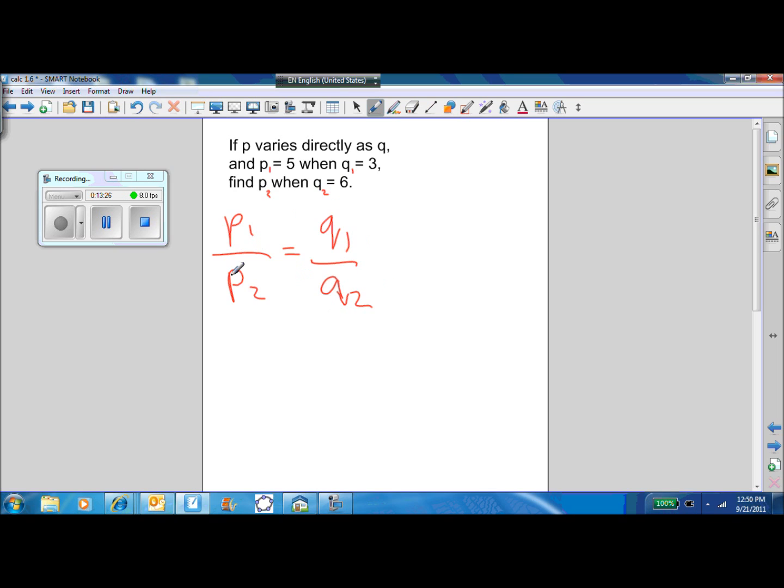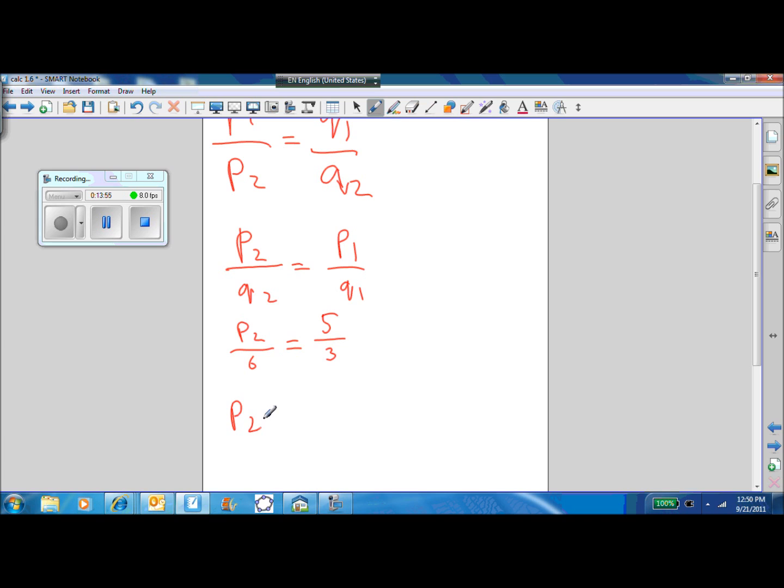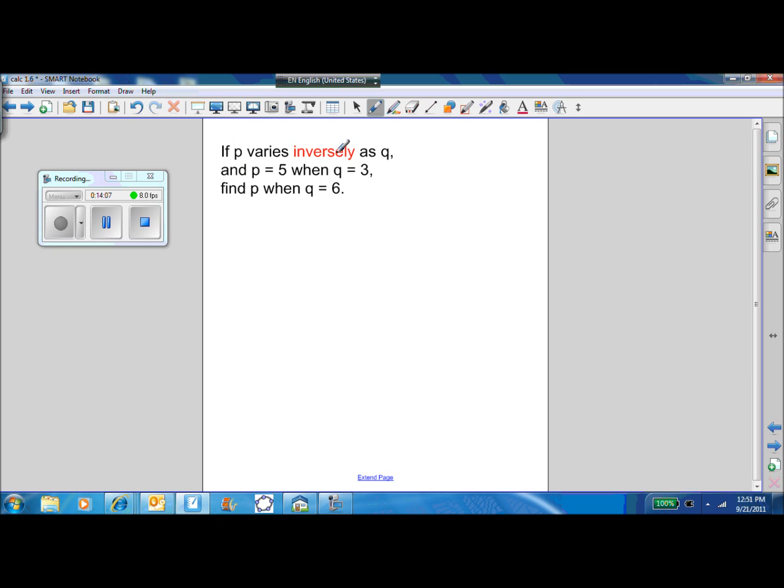Now, you might say, well, that's not how you said it before. Well, as long as you're consistent with letters and subscripts, you can set the proportionality. So actually, I want to find P2, so let's set it up another way. P2 is to Q2 as what? Well, P1 is to Q1. That's legal. So P2 over Q2, which is what we know, 6. P1 is 5, and Q1 is 3. So there we go. P2 equals 6 times 5 over 3, or 10.